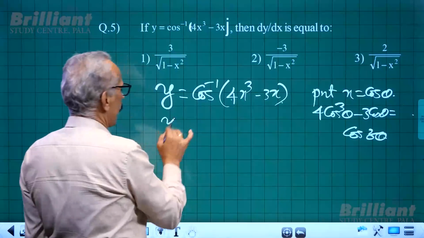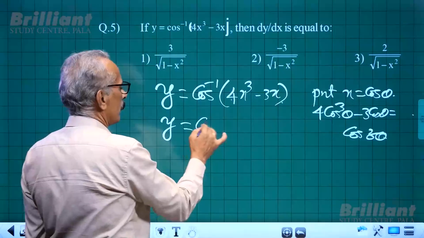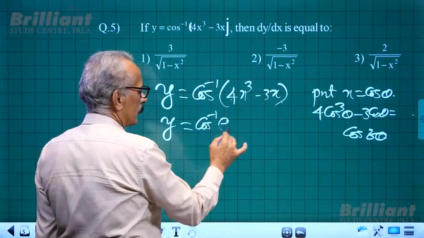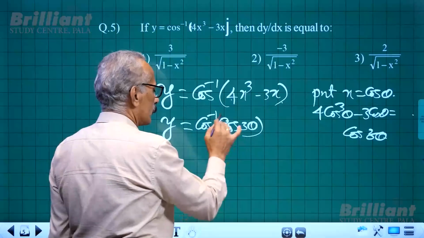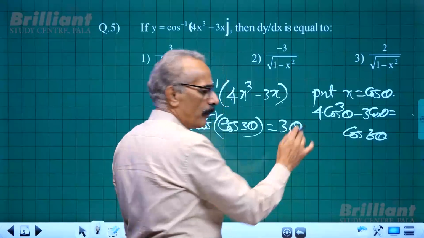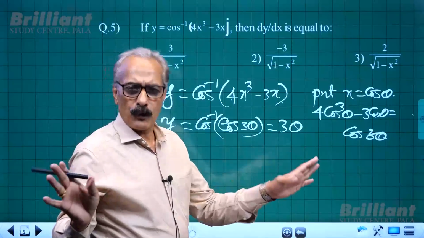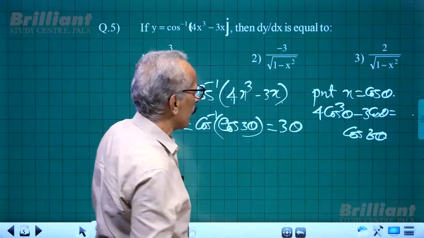Now this question: y will become what then? Cos inverse of cos of 3 theta. What is cos inverse of cos 3 theta? It is 3 theta, provided 3 theta lies between 0 to pi. Nothing is mentioned, so you need not worry about it.